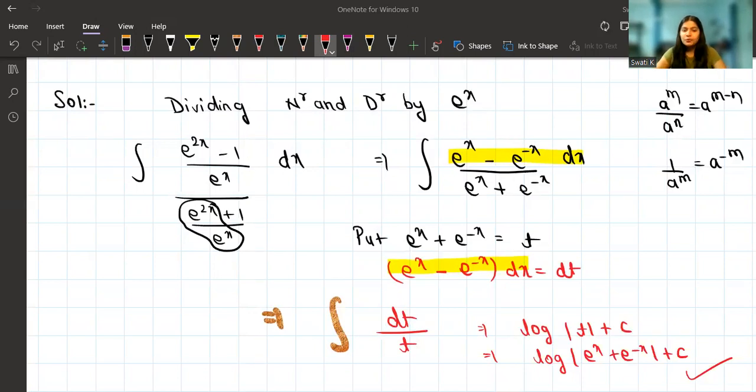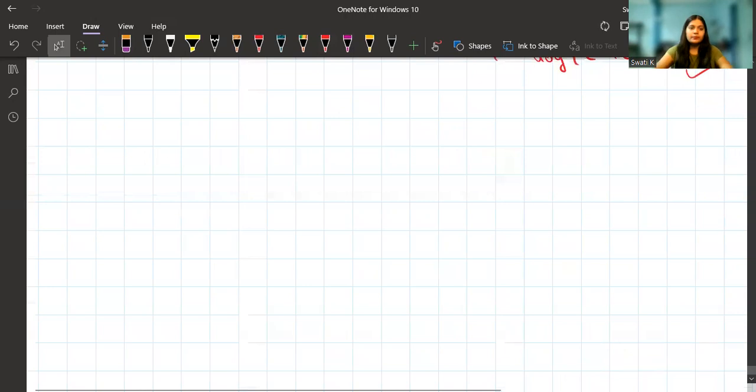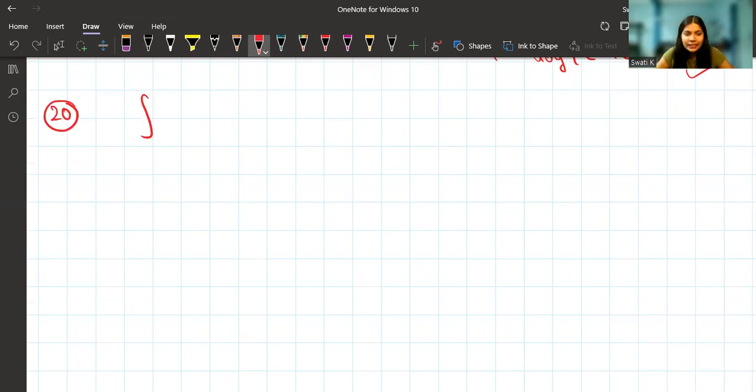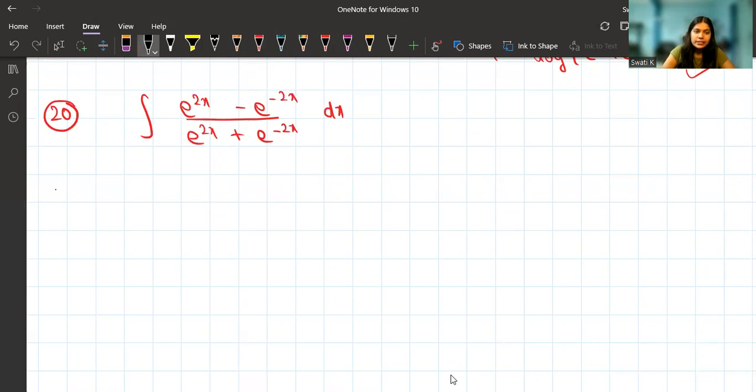Now let's move to the 20th question. So in the 20th question, you simply have to integrate (e raised to 2x minus e raised to minus 2x) upon (e raised to 2x plus e raised to minus 2x) dx. So you need to simplify this here. And I know that you can just see that this is almost similar to what we did just now. So yes, the simplified form is already given.